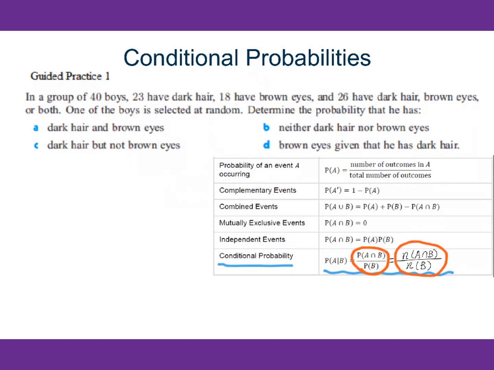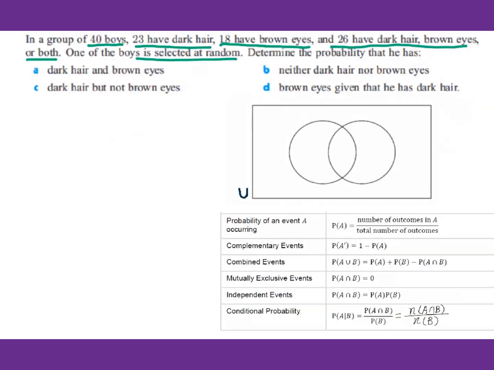Guided practice 1. In a group of 40 boys, 23 have dark hair, 18 have brown eyes, and 26 have dark hair, brown eyes, or both. One of the boys is selected at random. Determine the probability that he has... You can draw the Venn diagram. You will label this one dark hair, and this one brown eyes. Label the regions as A, B, C, D.